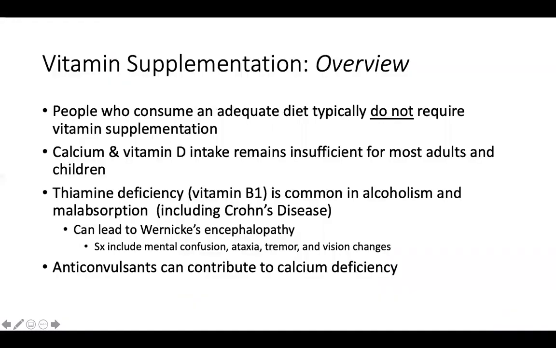So as an overview of the vitamin supplementation, people who consume an adequate diet typically do not require supplementation. Oh, sorry, we're going into something a little bit different now. Calcium and vitamin D intake remains insufficient for most adults and children. Thiamine deficiency, which is B1, is common in alcoholism and malabsorption, including Crohn's disease, and this can lead to Wernicke's encephalopathy. Symptoms include mental confusion, ataxia, tremor, and vision changes. Anticonvulsants can contribute to calcium deficiency.